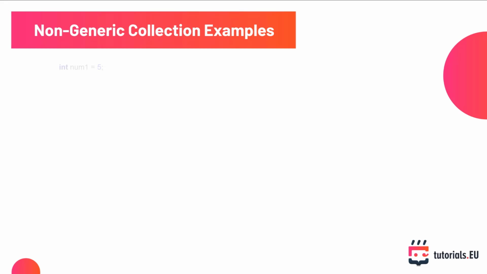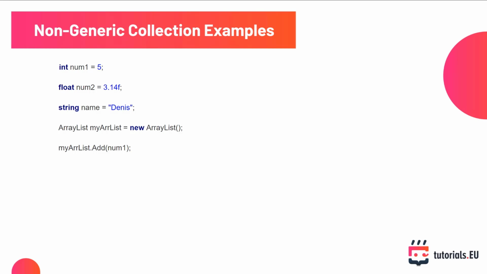So non-generic collections, let's look at some examples. Here we have int num1 equals 5. Then we have float num2 equals 3.15. String name is, for example, Dennis. And then let's create this new ArrayList, myArrayList, and we add num1 to it. Then we can add num2 to it, and we can add name to it. So you see here that they're non-generic, which means it allows us to use different types. One type was an integer, the other type was a float, so num2 was a float, and name was a string.